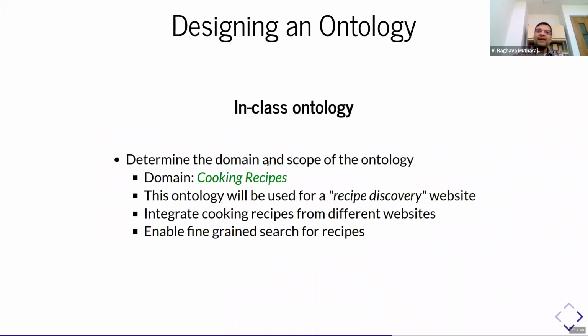Okay. So I take the example of cooking recipes here, but we can work with other ontologies as well, right? When we start building an ontology, we can discuss other domains as well. So in the cooking recipes, the idea is that there are multiple websites that have these cooking recipes. So can we bring them all together into one place?